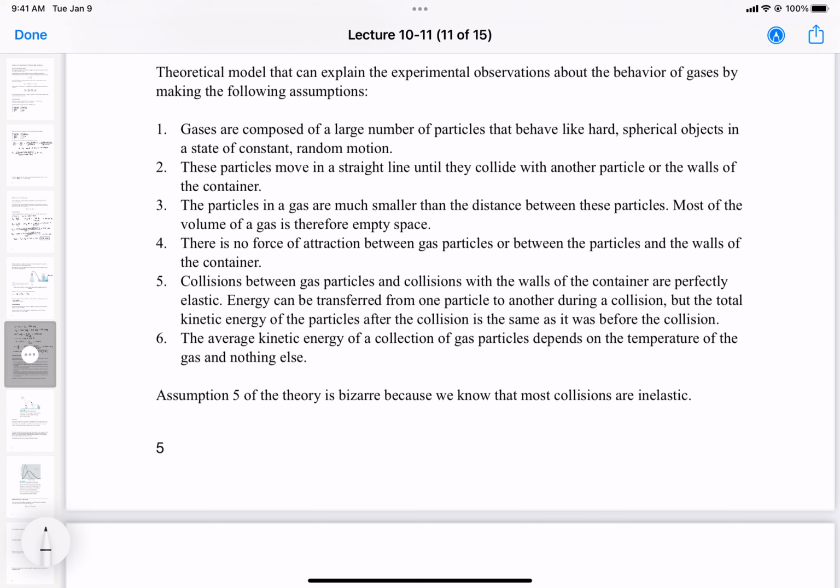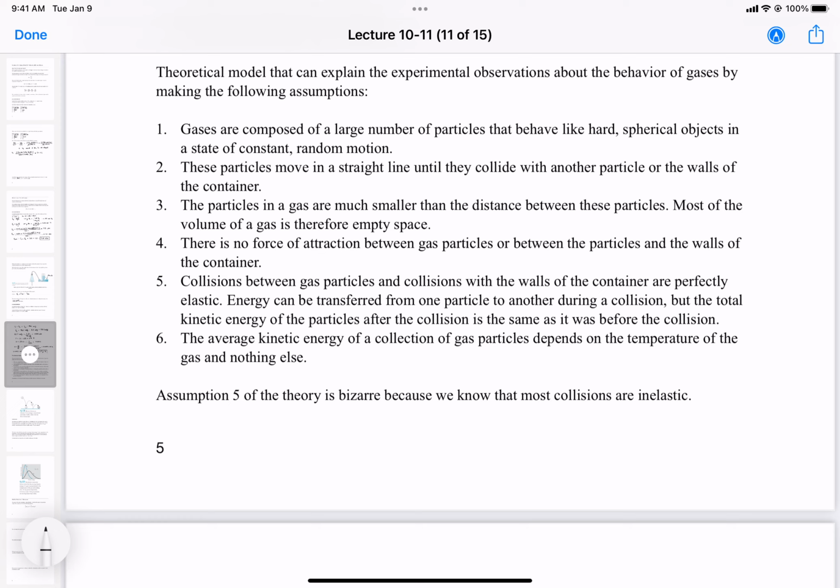So, and then we have what we call point 5. Collisions between gas particles are perfectly elastic. So we assume that no kinetic energy is lost between two gas particles. So all the energy is transferred completely between two gas particles during a collision. So energy is conserved between the gas particles.